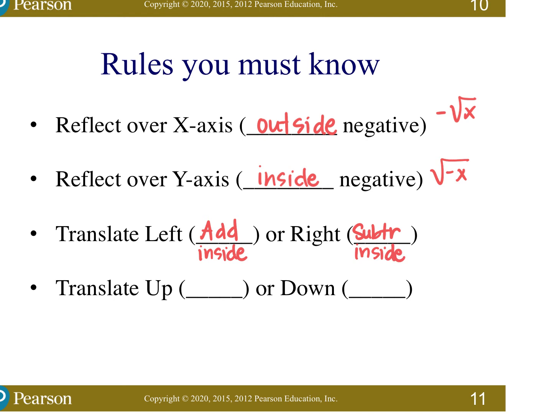Okay, so I'm talking about square root of x plus 2 or the square root of x minus 2. That's both called inside. And one of them is going to take them to the right and the other is going to take it to the left. If you want to translate something up, you add, but you add on the outside. And if you want to translate something down, you subtract, but you subtract on the outside.